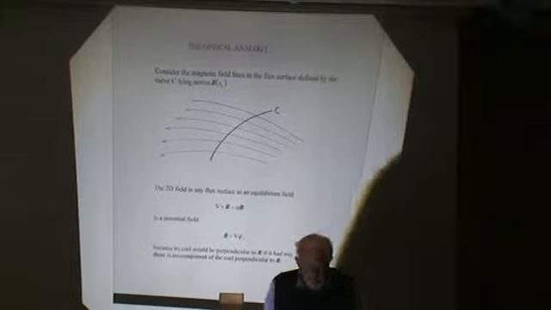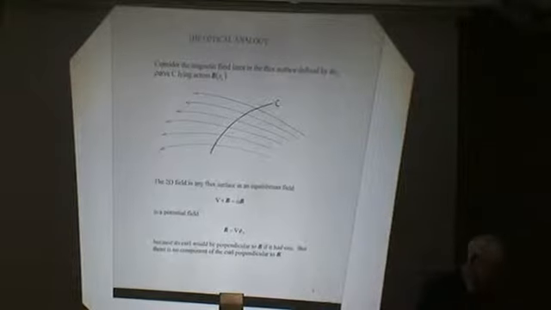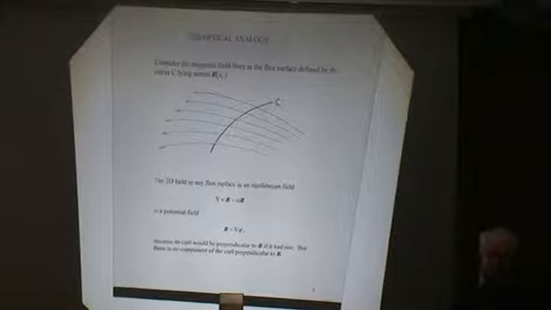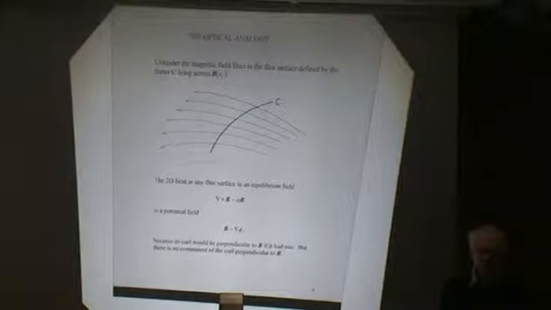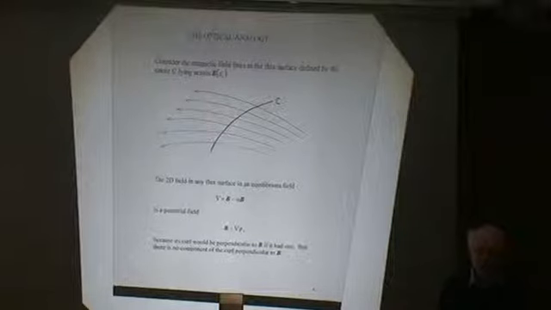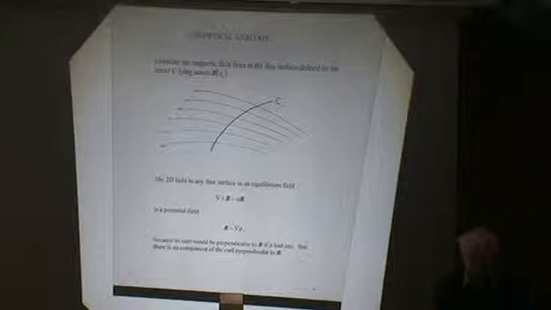And now let's point out that in the field of curl B equals alpha B, the field in that two-dimensional space that we call a flux surface is a potential field. And you say, wait a minute, the curl B is not 0. Well, if in a two-dimensional space the field has a curl, the curl is perpendicular to that surface.